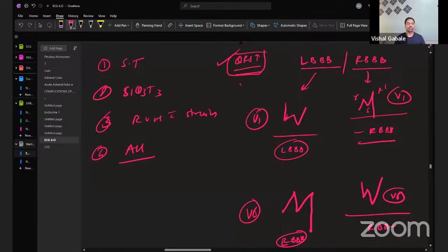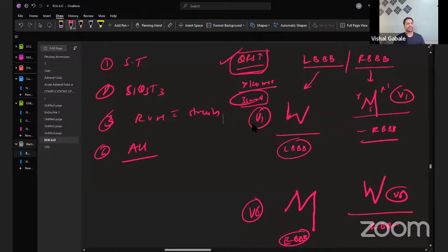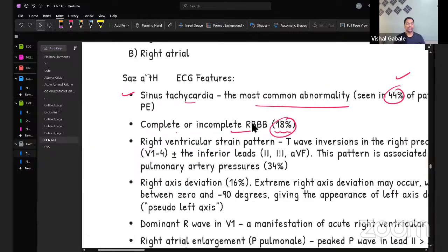QRS is prolonged means how many boxes? More than 120 milliseconds. Now you tell me how many boxes? One small box is 40 milliseconds. So how many boxes? 3 small boxes. Okay, got it. All right. So that's about the LBBB.